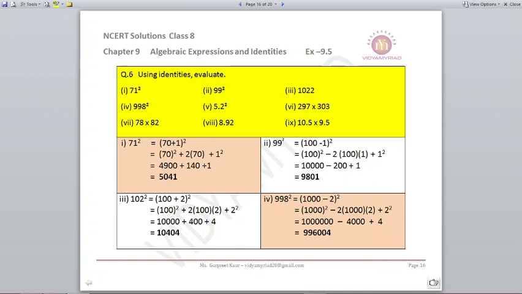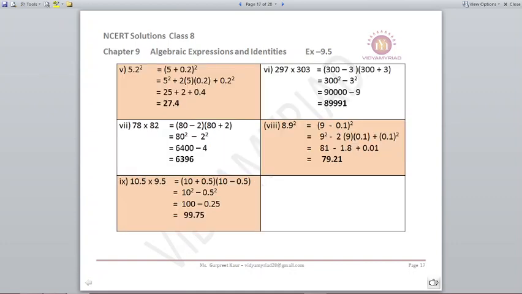998 can be written as 1000 minus 2 the whole square. This means a minus b the whole square identity, that is 1000 square minus 2 into 1000 into 2 plus 2 square. So it becomes 996004 as your answer.